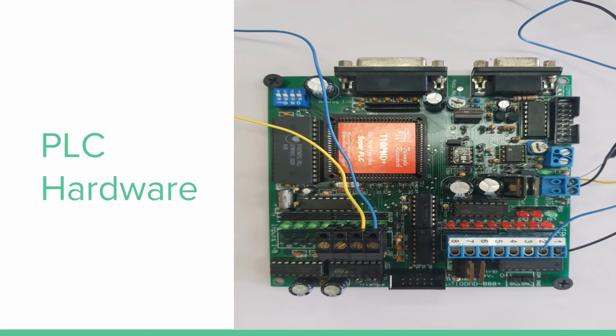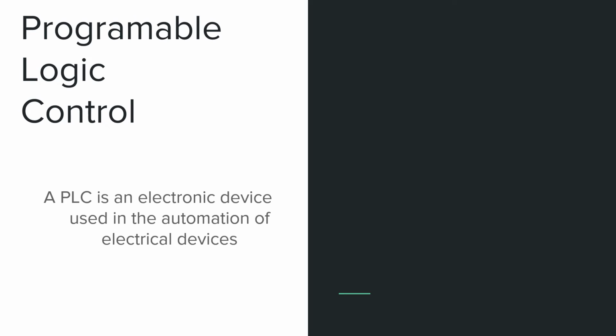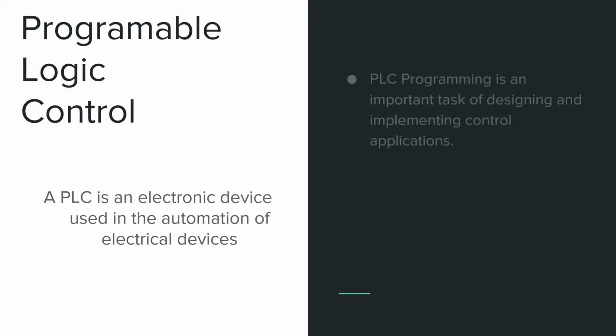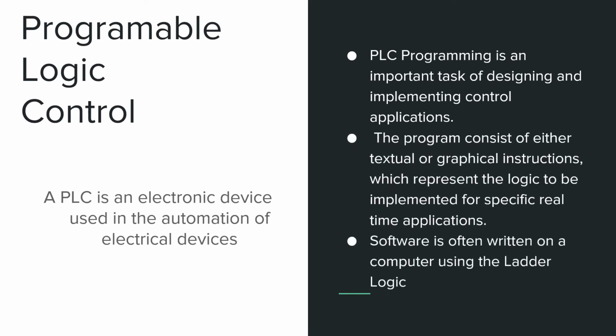This is an image of the PLC we used to automate our system. What is a PLC? PLC stands for Programmable Logic Controller. A PLC is an electronic device used in the automation of electrical devices. PLC programming is an important task of designing and implementing control applications. The program consists of either textual or graphical instructions, which represent the logic to be implemented for specific real-time applications. Software is often written on a computer using ladder logic.